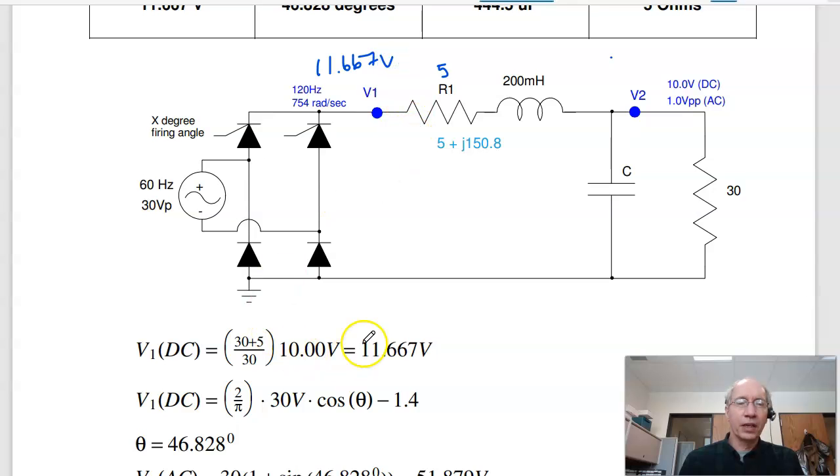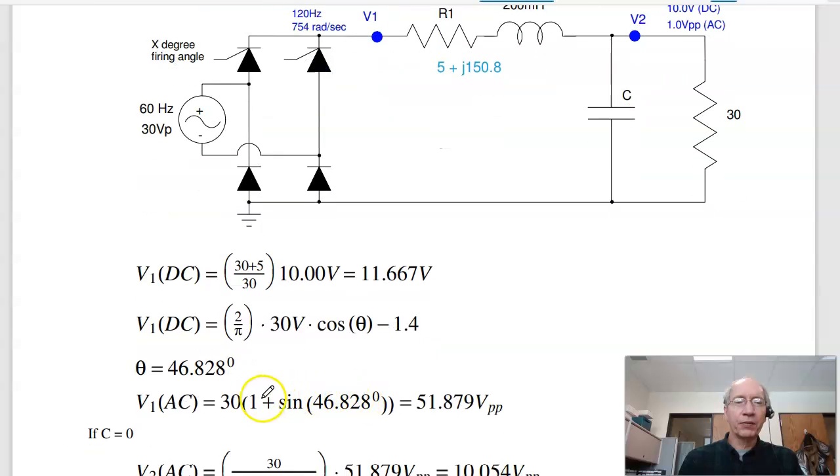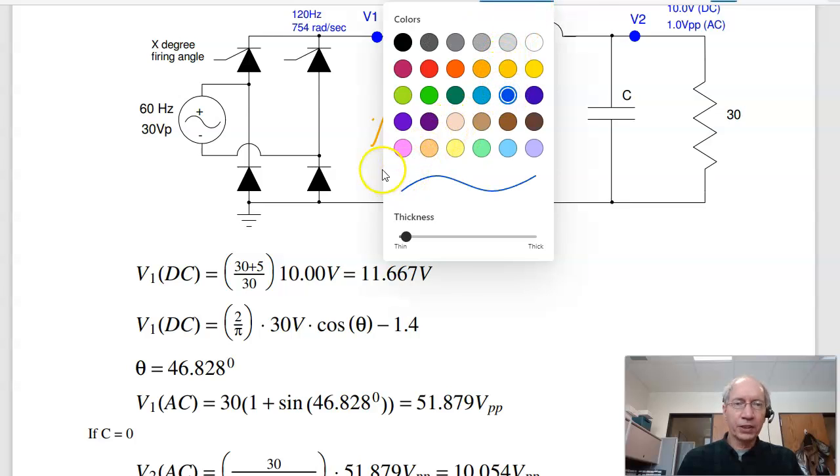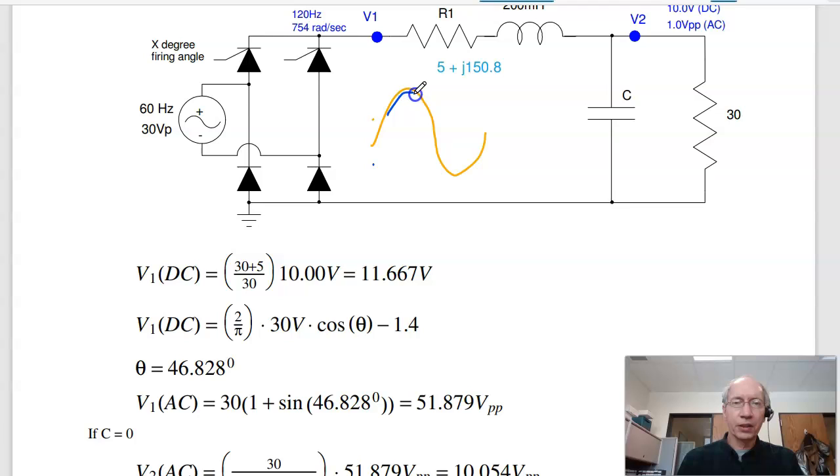at DC. From the formula for the DC voltage for a semiconductor relay AC to DC converter with only 4 diodes, solve for the firing angle, you get 46.828 degrees. So again, what the waveform looks like, I've got my sine wave. I turn on at 46 degrees, which is right about here, and I go 46 degrees past 180. So that's what the waveform looks like, and repeats.